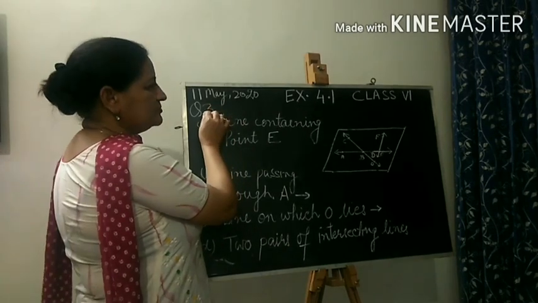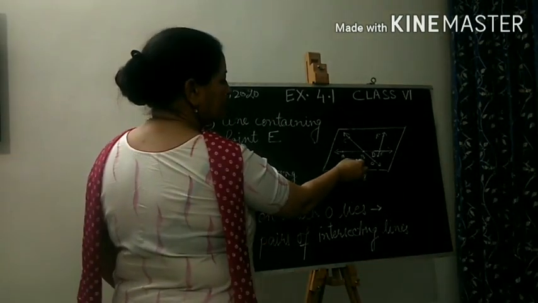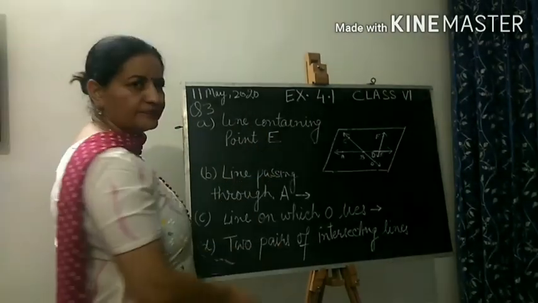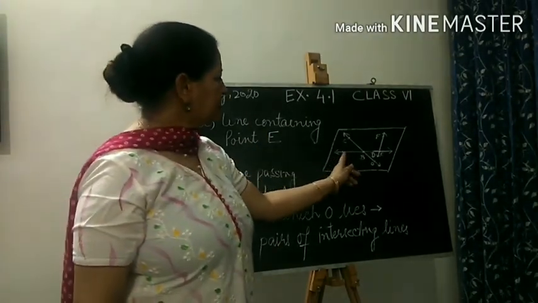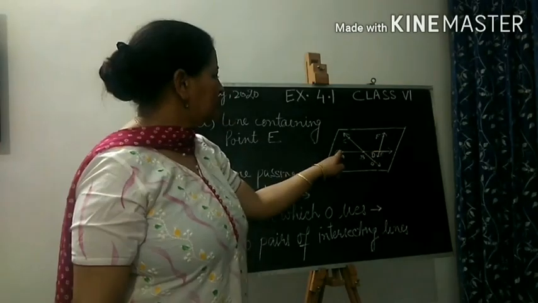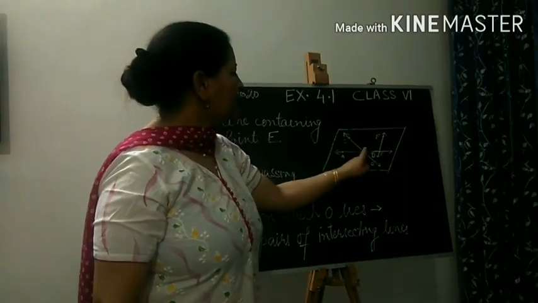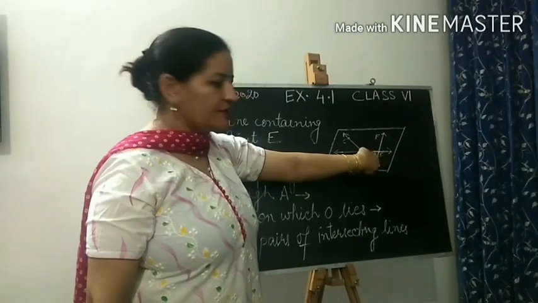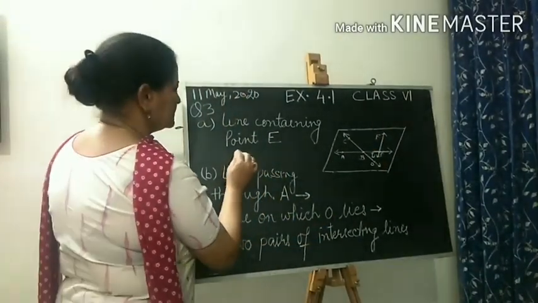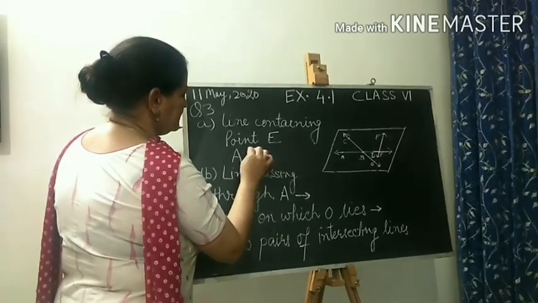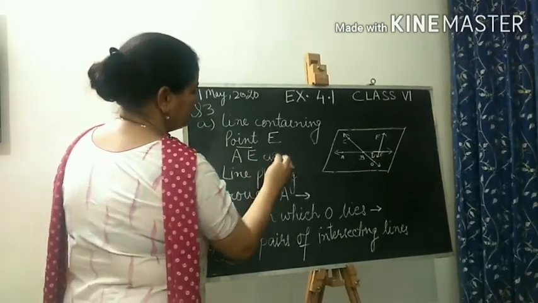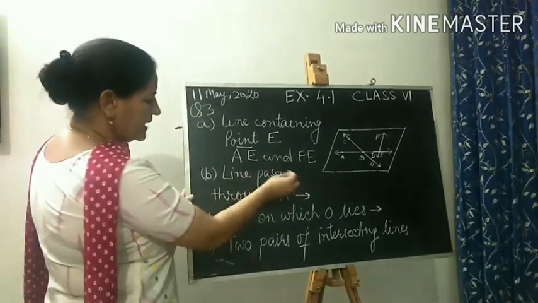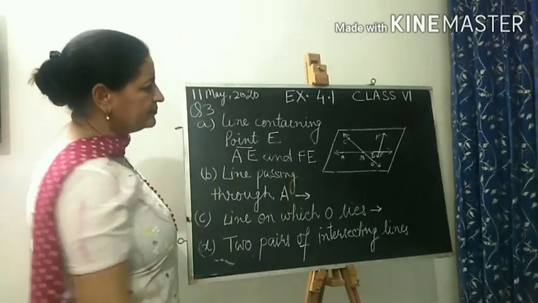Now in question number 3, look at this figure and our A part is the line containing point E. When you look here, we can see E is on AE or BE or DE and E is also on FE. So we have to write 2 lines, AE and FE.